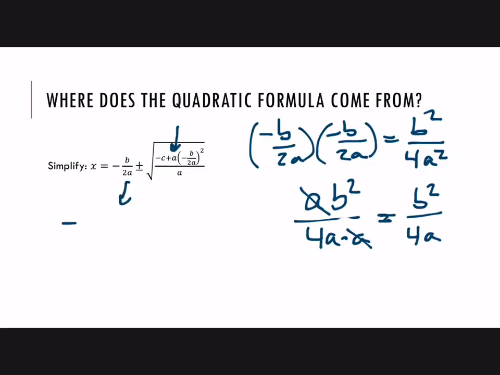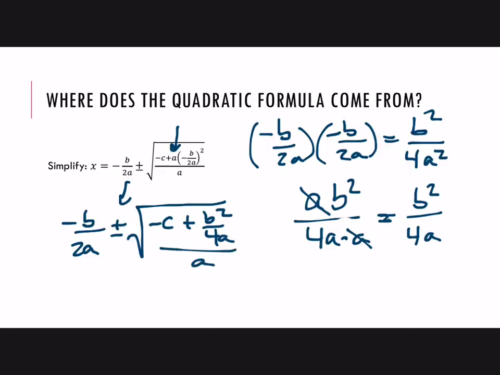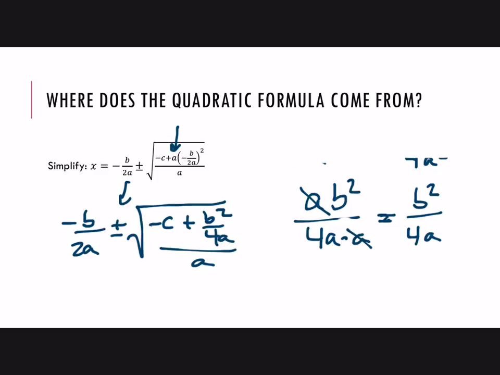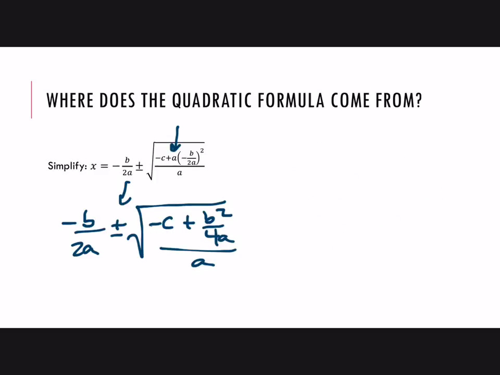Now if I rewrite this, this is negative b over 2a plus or minus the square root of negative c plus b squared over 4a, and all of that is divided by a. Next I want to do the dividing by a. So I'm going to divide each term. So negative c over a. And then here I have b squared divided by 4a and also divided by another a. You may remember that dividing by a is the same as multiplying by 1 over a, multiplying by the reciprocal.